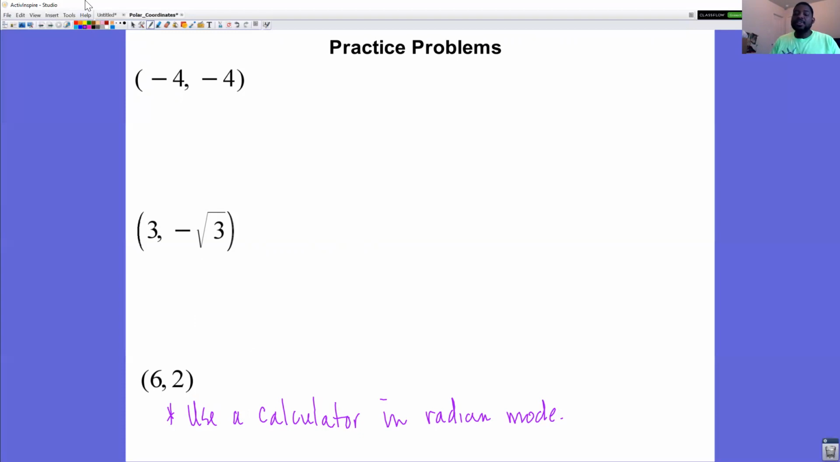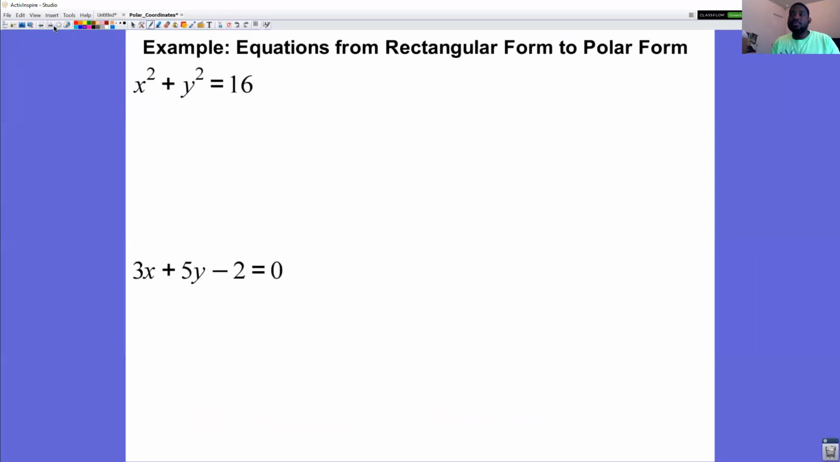Okay, so now we've converted polar to rectangular, converted from rectangular to polar. So now we're going to take a look at this from an equation standpoint. We're going to convert some equations from rectangular form to polar form. In order to do that, we'll need to utilize 3 of our basic equations. And I'm going to write them down here for you.